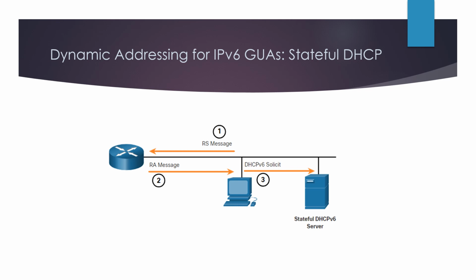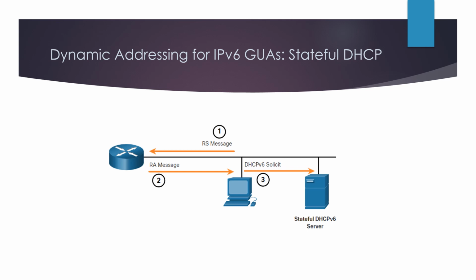At the first one, the PC will send a router solicitation to all IPv6 routers. I need addressing information, he will say. And the router will send a router advertisement message to all IPv6 nodes with a third method, and he will say, I am your default gateway, but you need to ask a stateful DHCP version 6 server for your IPv6 address and other addressing information.